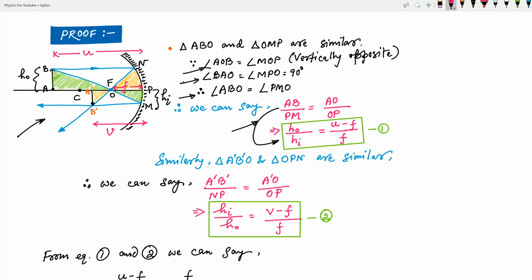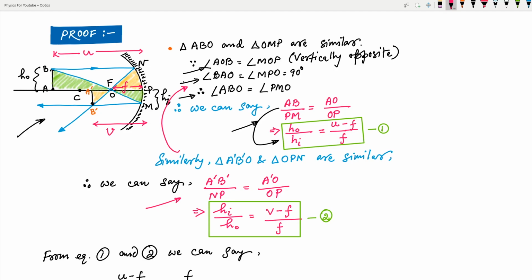Simple as that. Now similarly, if you look into the second triangle of the second case, the triangles colored in yellow, triangle A'B'O and triangle OPN, we can say those two triangles are similar, and we can prove it in the similar way we proved these. I'm not proving that, you can do it on your own. So we can directly apply the property of similar triangles here and say that A'B' divided by NP is equal to A'O divided by OP.